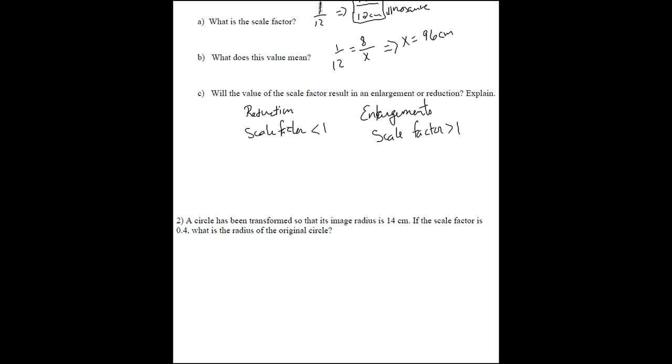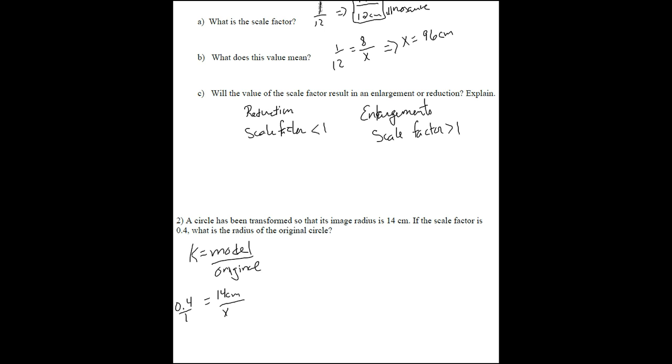The next question says a circle has been transformed so that its image radius is 14 centimeters. If the scale factor is 0.4, what's the radius of the original circle? So now your scale factor is your model over your original. In this case, we know what the scale factor is, 0.4. The model works out to be 14 centimeters in radius, but we don't know the original, so I'll just call that x. So again, this is a case of cross multiplication.